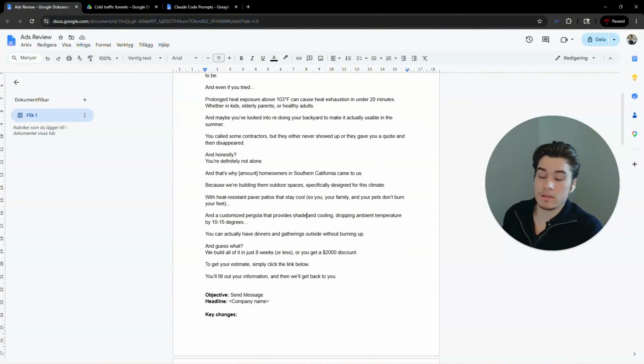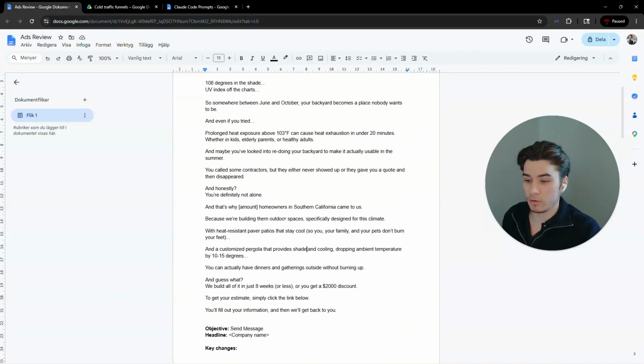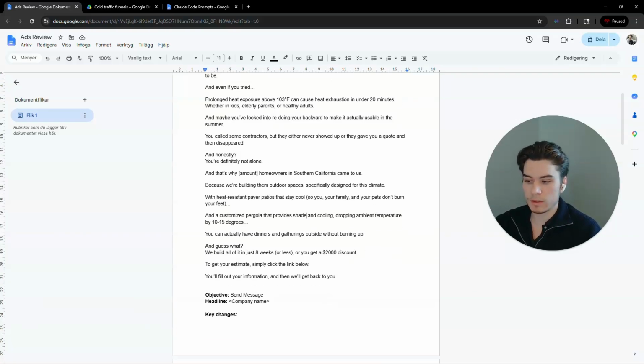And that's why this many homeowners in Southern California came to us, because we're building them outdoor spaces specifically designed for this climate with heat resistant paver patios that stay cool so you, your family, and your pets don't burn your feet, and a customized pergola that provides shade and cooling, dropping ambient temperature by 10 to 15 degrees. You can actually have dinners and gatherings outside without burning up. And guess what? We built all of it in just 8 weeks or less, or you get a $2,000 discount. To get your estimate, simply click the link below. You fill out your information and then we'll get back to you.